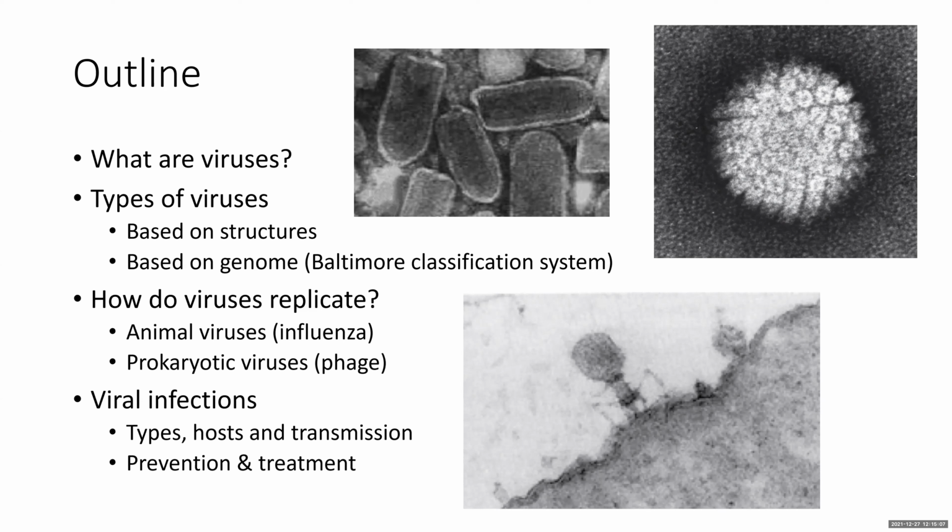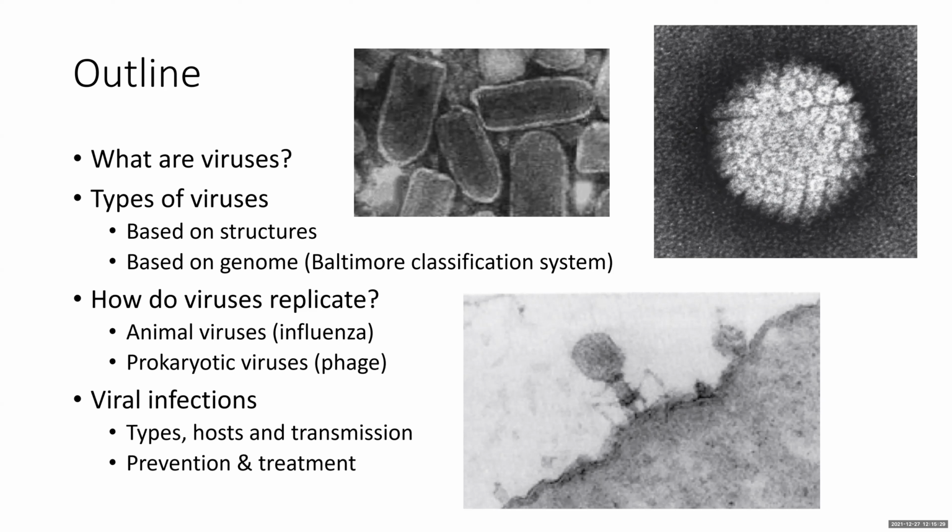And it turns out there's an important difference between what happens in animal viruses. So we'll use an example of the influenza virus and what happens in bacteria that are infected by a type of virus called a phage. Right, so we'll separate what happens in animals versus what happens in bacteria.